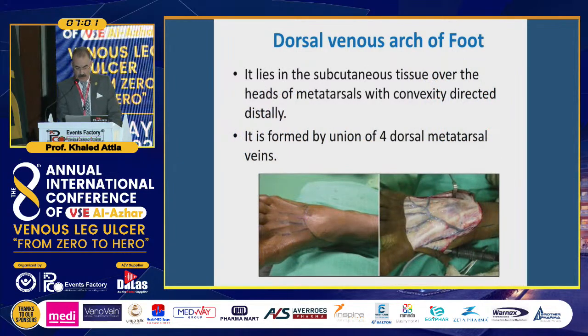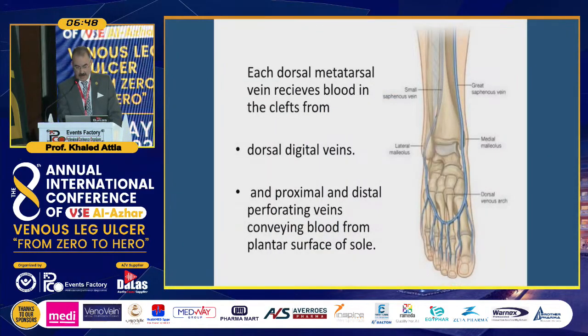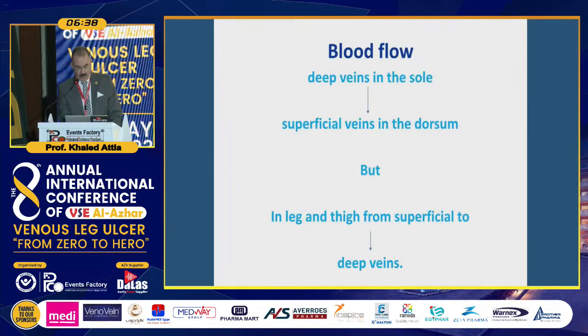Dorsal venous arch of the foot. It lies in the subcutaneous tissue over the heads of the metatarsals, with convexity directed distally. It is formed by union of 4 dorsal metatarsal veins. Each dorsal metatarsal vein receives blood in the cleft from the dorsal digital veins and the proximal and distal perforating veins, conveying blood from the plantar surface of the sole.